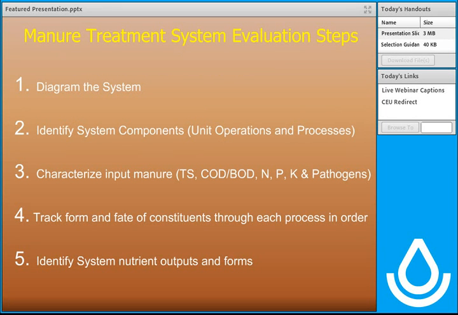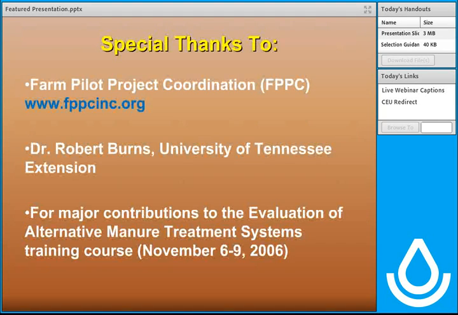Now, if one follows this evaluation process properly, it should help the landowners in selecting or updating a manure management system that should meet the goals and the objectives of the operation.